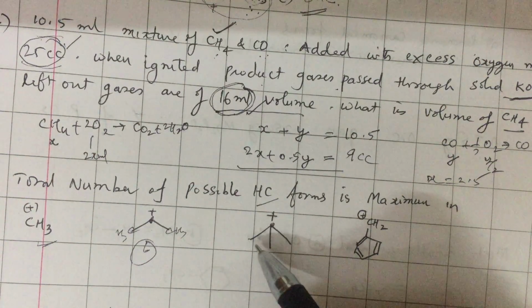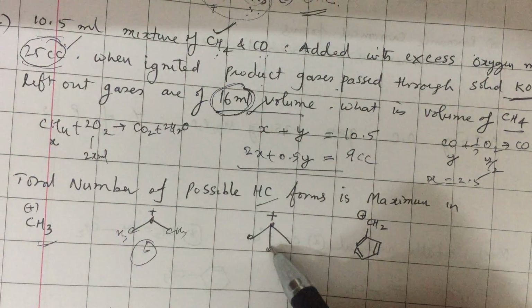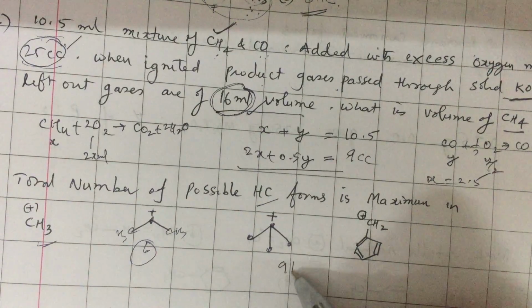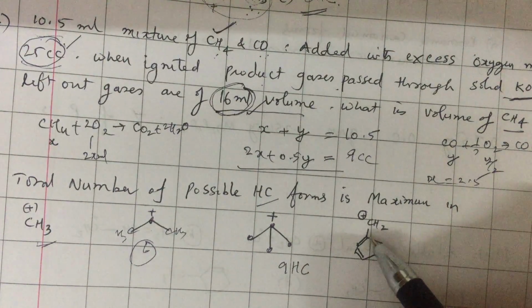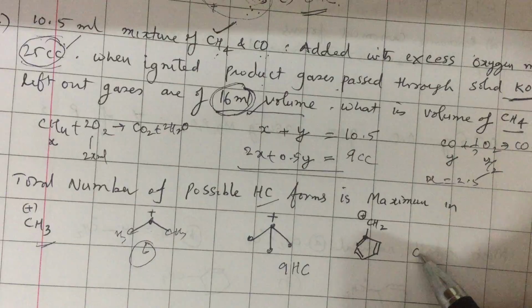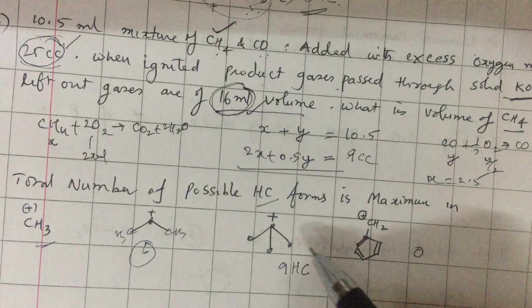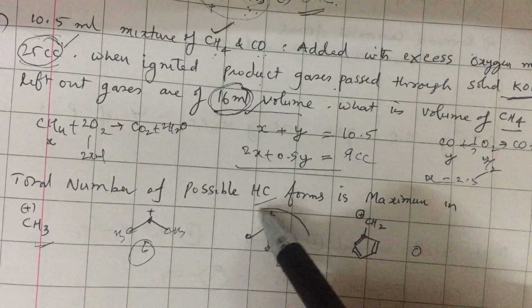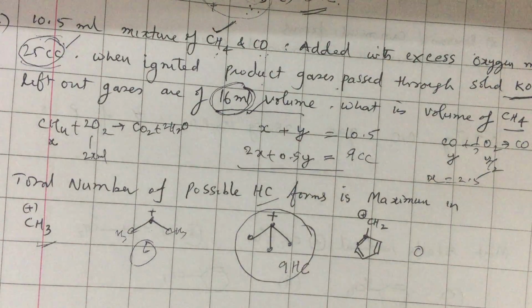This tertiary butyl carbocation has CH3 here, CH3 here, CH3 here. 9 hyperconjugation forms. This is benzyl carbocation. There is no hydrogen linked to carbocation. It has 0 hyperconjugation forms. So with respect to hyperconjugation forms, this is most stable.